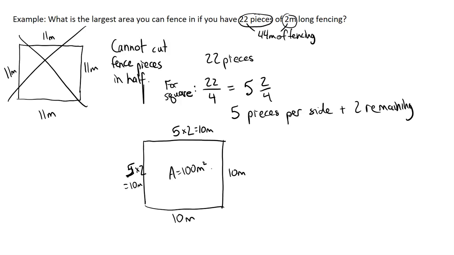Well, that's great. We're doing really well. But what about those 2 remaining pieces? Well, how can I add them? We can't cut them in half and make it 11 by 11.